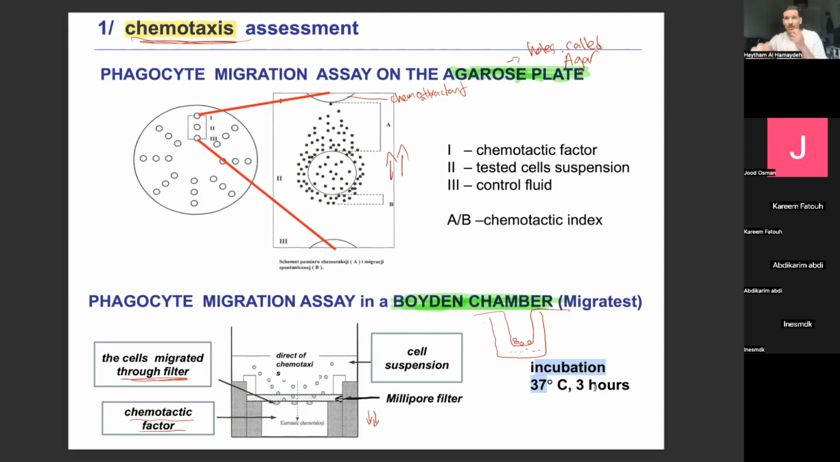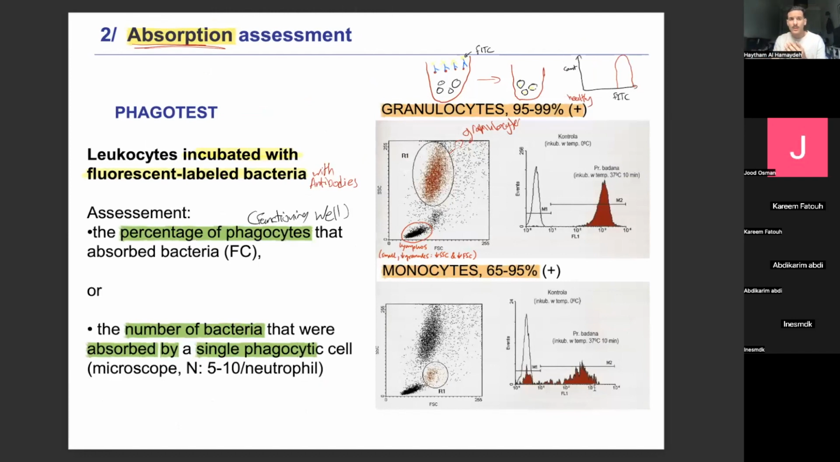Next. So now we tested if the cells can move, in 2 ways: agarose plate and Boyden chamber. Now we're going to detect, it's a phago test, basically. What a phago test says is that now the immune cells have migrated. The next thing they will do is phagocytose, or absorb bacteria, right? And so we have tests that help us figure out if our cells are functioning well or not.